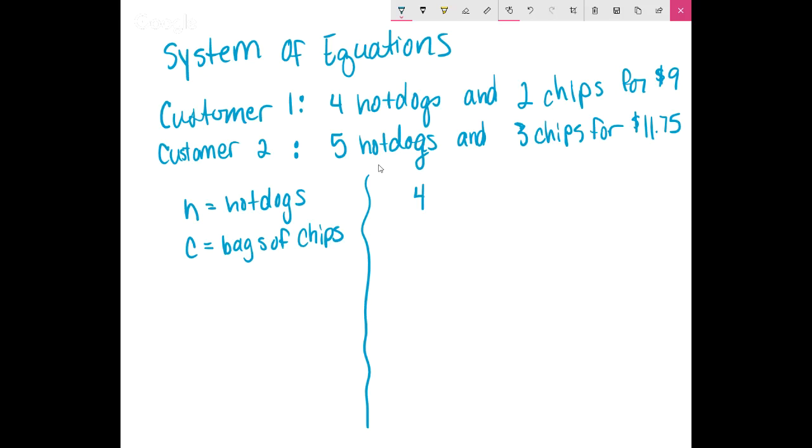First customer had 4 hot dogs, so 4 H's, and is plus, right? The word and means plus. Plus 2 chips, or 2 bags of chips, so 2C for $9. So all of that, 4 hot dogs, 2 bags of chips, came to a total of $9. So equals a total, totaled out to be spent $9.